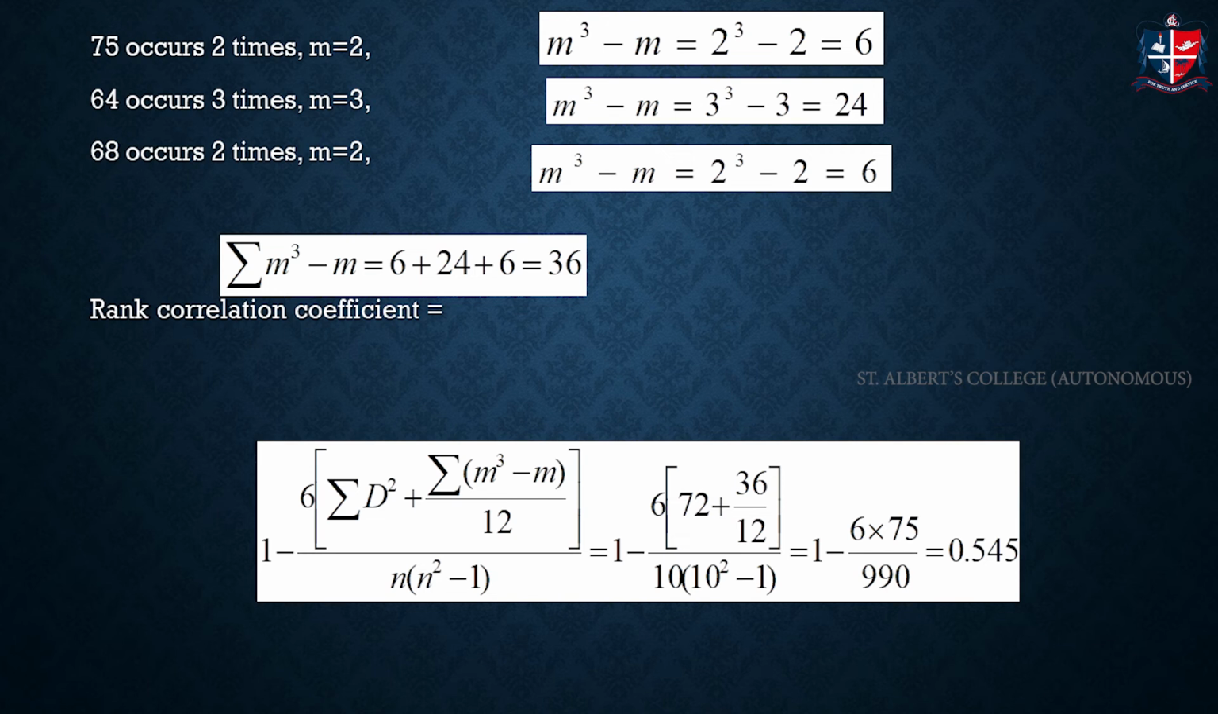Then we have to count all the repeating values, and the number of repetitions will be m. So we have to find all the m cube minus m. Finally find the total of m cube minus m, which is 36. Substituting here, we get the value of the rank correlation coefficient as 0.545. This is how we calculate it if there is a repetition in data.